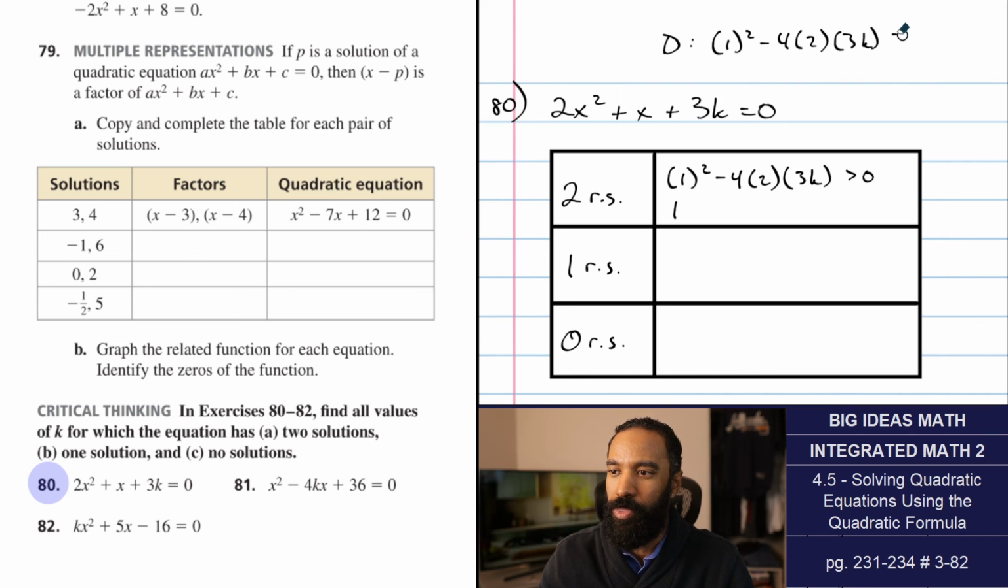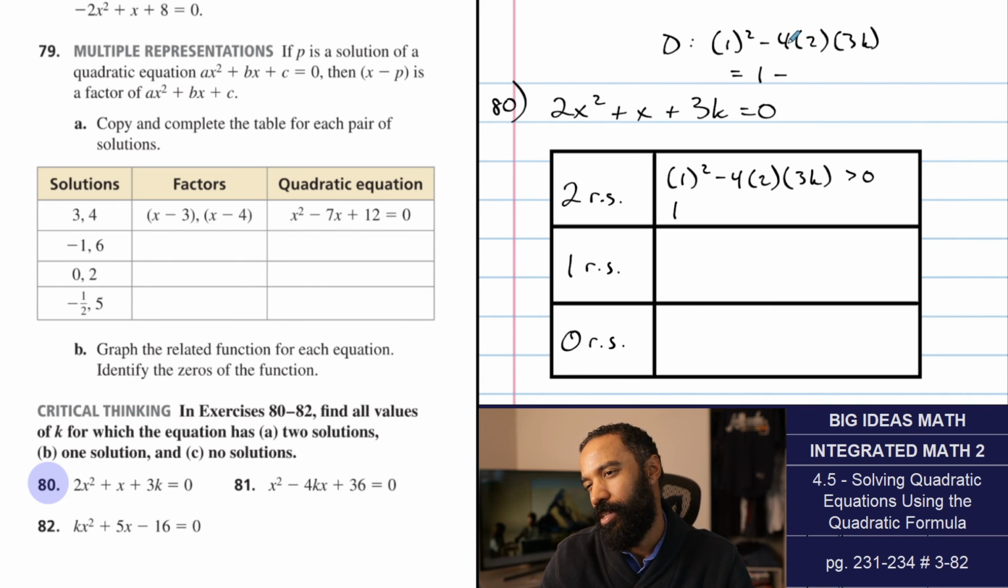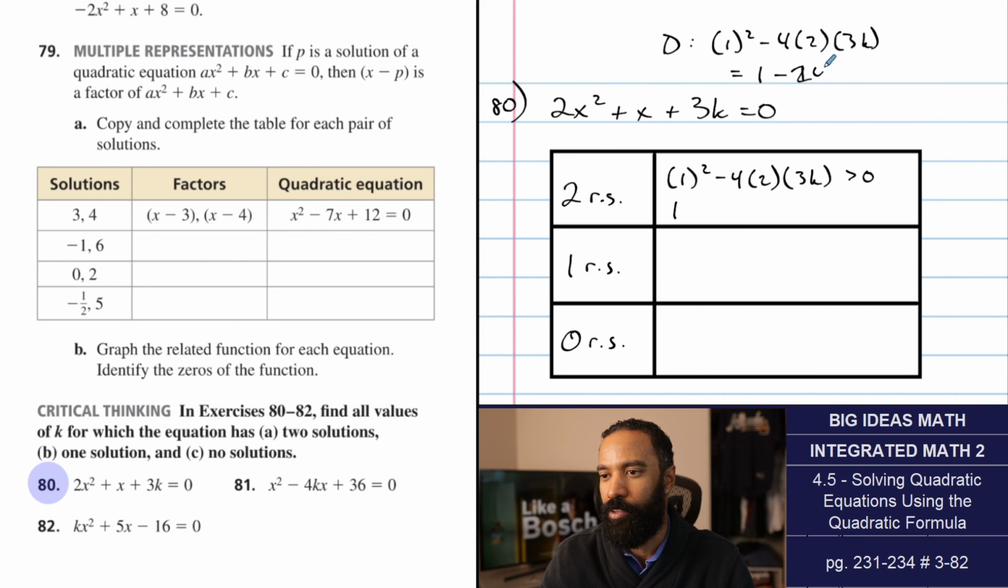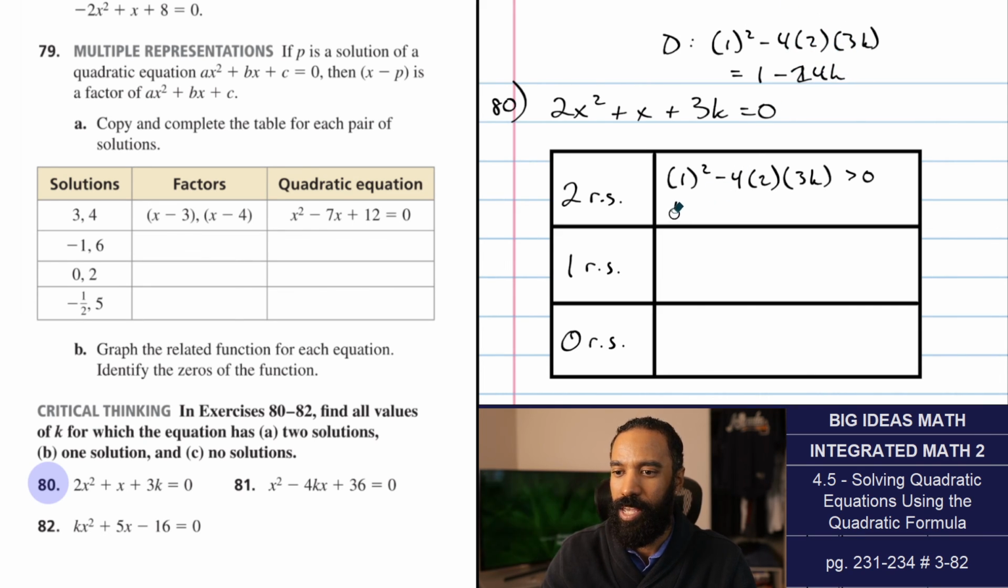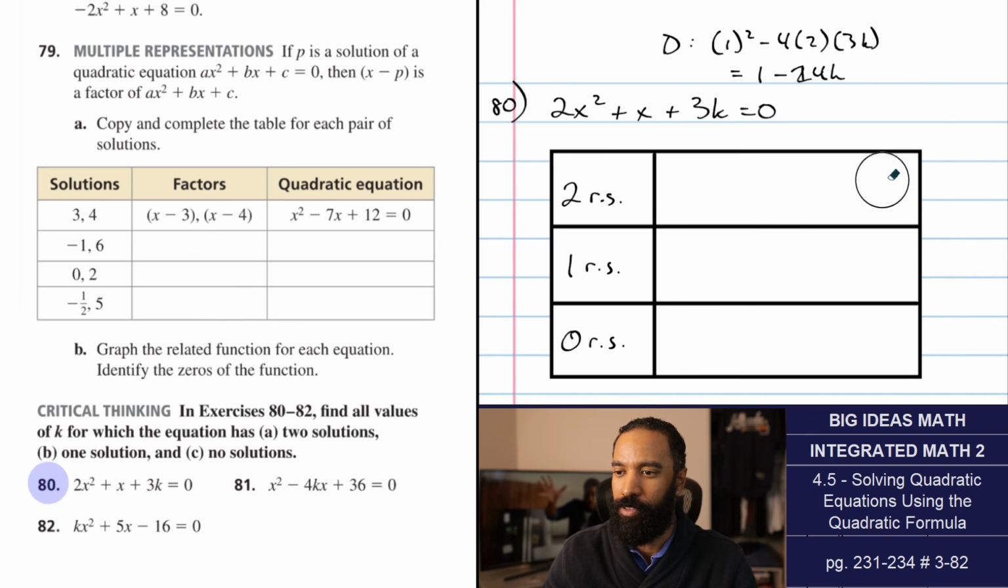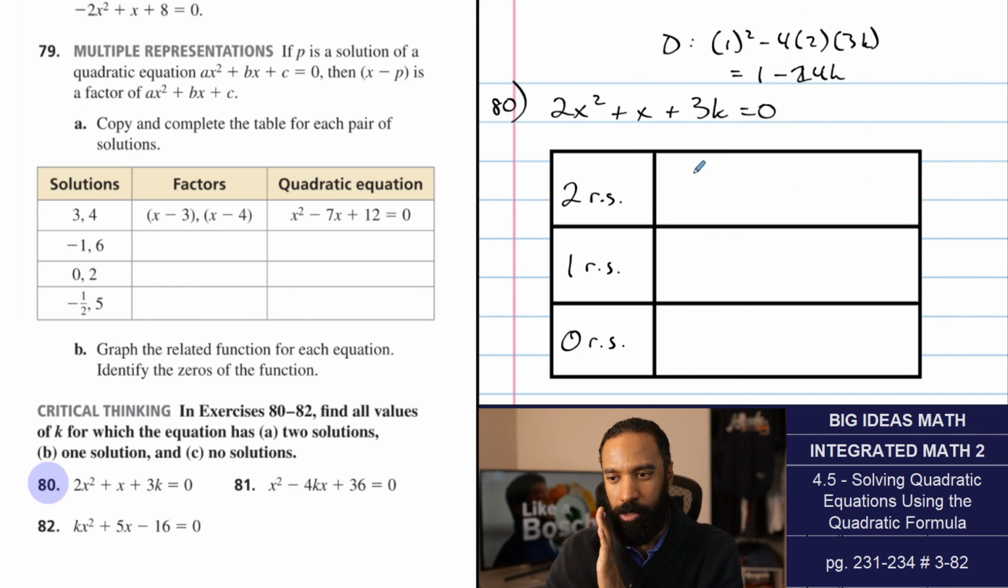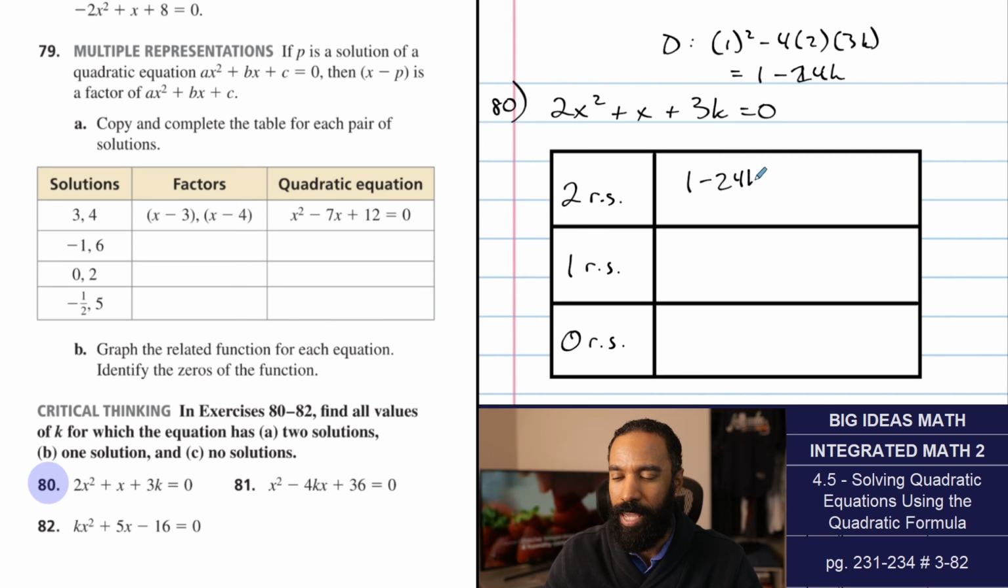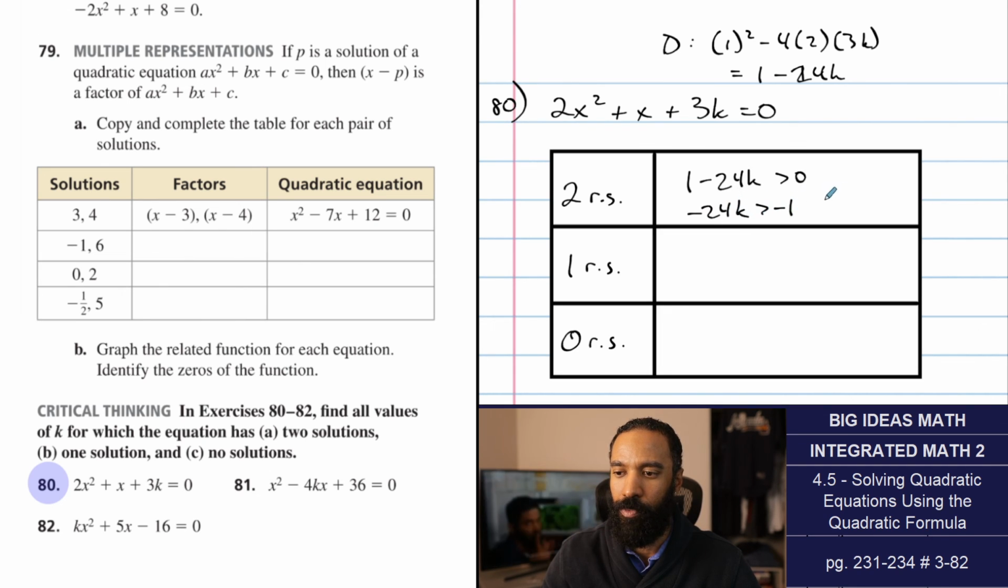Okay, so that itself is 1 minus 12k, no, 24k. So here we got to say 1 minus, I don't know if the table is really helpful for me, but it organizes my work. 1 minus 24k has to be greater than 0. If I subtract 1, negative 24k has to be greater than negative 1. Divide both sides by negative 24. K has to be less than 1 over 24.